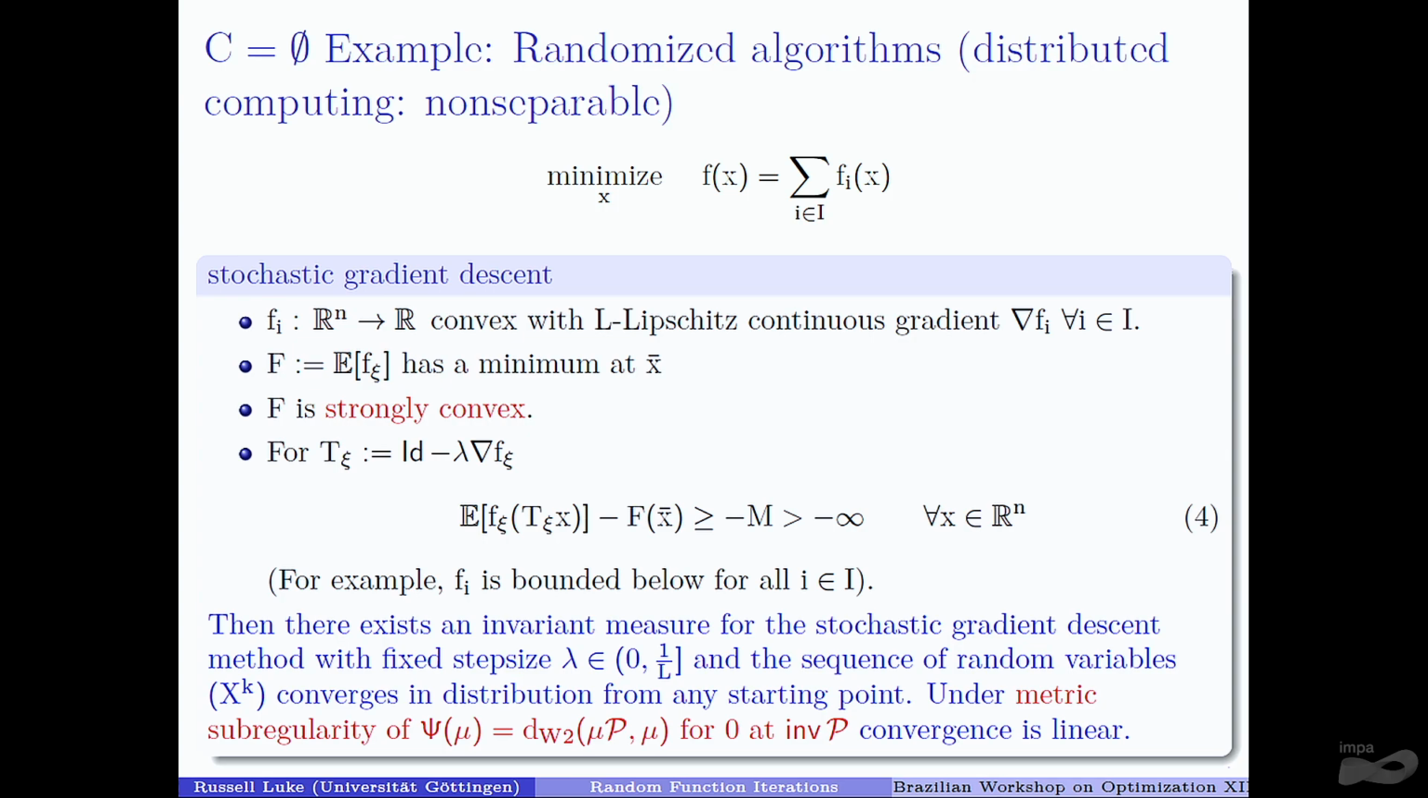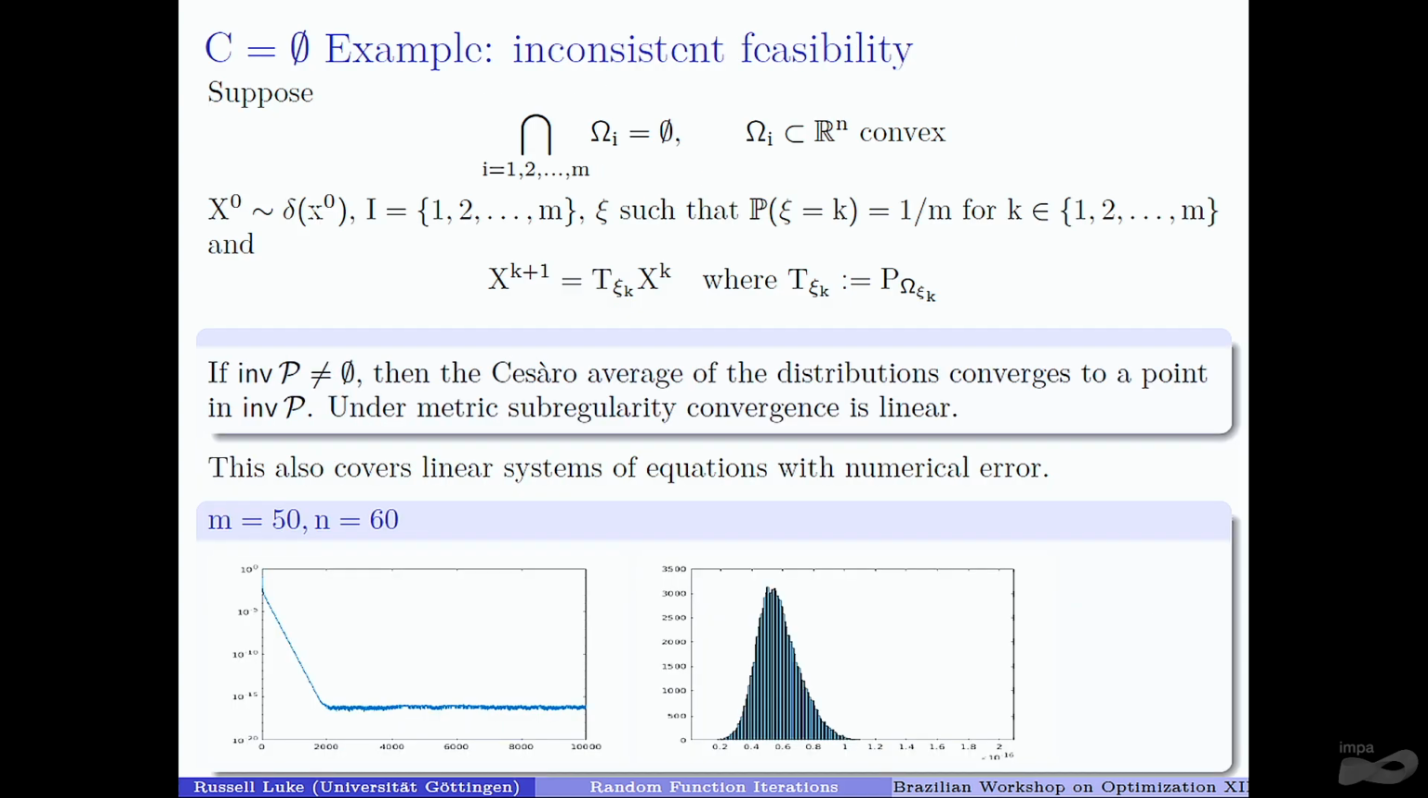So we have to satisfy this. It just basically says that all of these guys are bounded below. Then there exists an invariant measure for the stochastic gradient descent method with fixed step size, and the sequence of random variables converges in distribution from any starting point. And if you then add metric subregularity, you can get linear convergence in the Wasserstein metric. So we can also then apply this to inconsistent feasibility: trying to find the intersection of sets when they don't intersect, and these sets are convex. Then we get that as long as there exist stationary measures, the Cesaro average of the distributions converges to a point in this set. And again, under metric subregularity, convergence is linear.